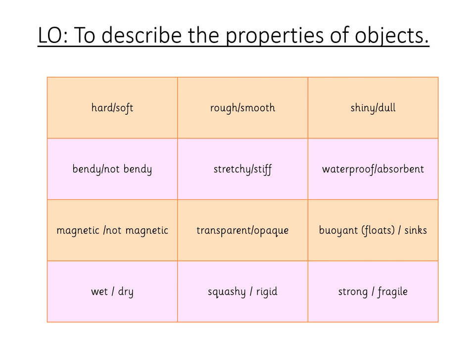Waterproof, absorbent, we've looked at. Magnetic, not magnetic. Well, this is going to work if you've got a magnet in the house. Probably you've got some on your fridges. Transparent, opaque, we've talked about. Buoyant, which means something that floats, or something that's not buoyant that sinks. And then you've got wet or dry, so that would be actually looking at water or something. Squashy or rigid, and strong or fragile.